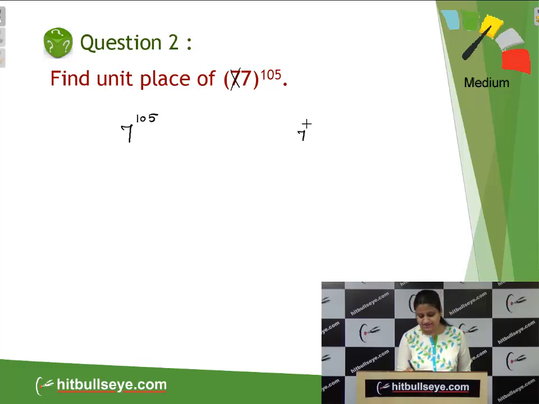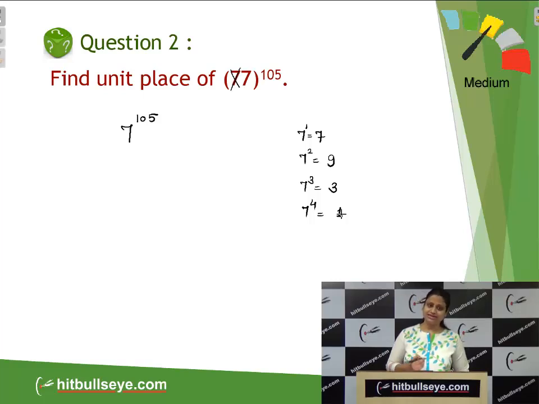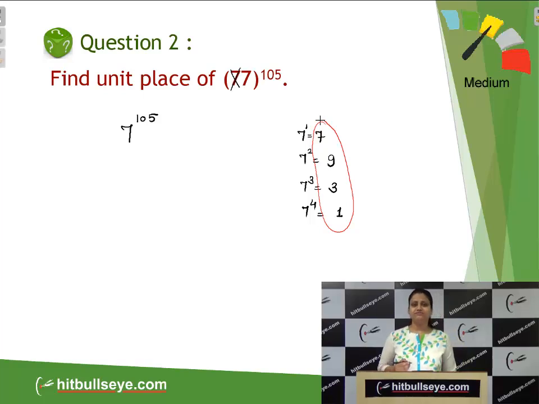As we know, 7 raised to power 1 is 7. 7 square is 49, and I'm taking only the unit place. 7 cube is 343, and I am taking 3. 7 raised to power 4 is 2401, again ending in 1. If you take 7 raised to power 5, you will get 7 once again, and so on. So in this case, what is the cyclicity? This is 7, 9, 3, 1, or we can say that we are getting a cyclicity of 4.